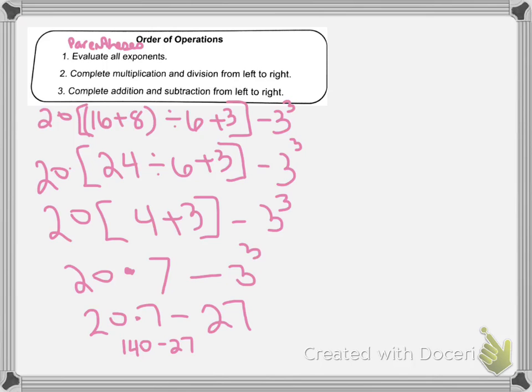Is it 119? No, that's not right. That wouldn't be right. 120. We need to borrow. That comes to 10. 10 minus 7 is? 3. And? 113. There you go, 113. All right, there we go.